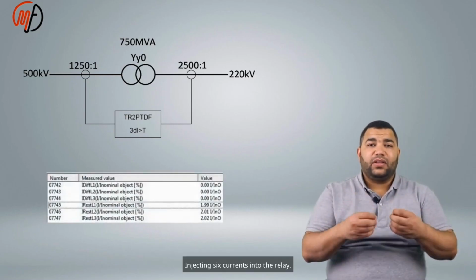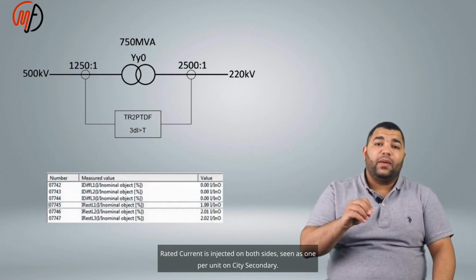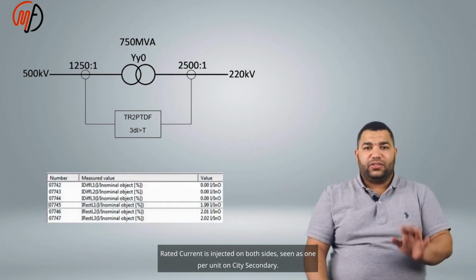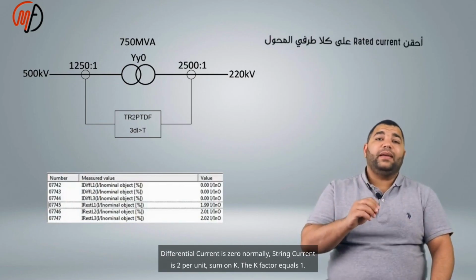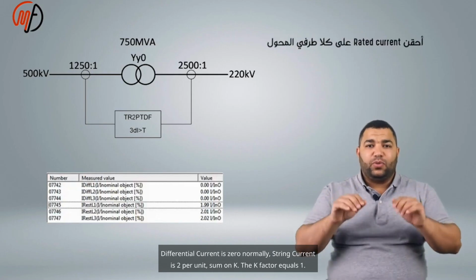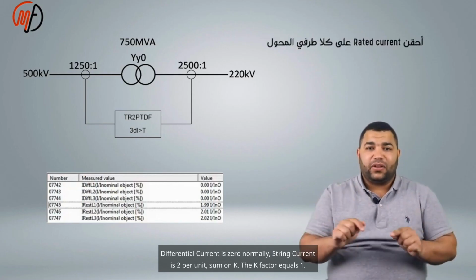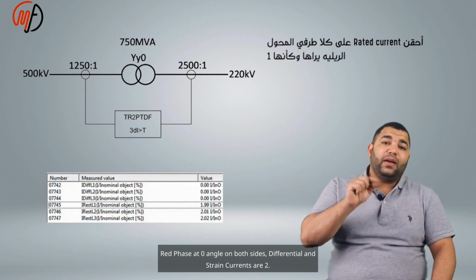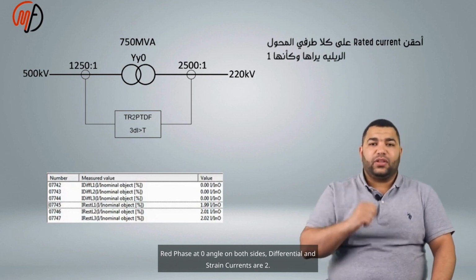Injecting 6 currents into the relay. Rated current is injected on both sides, seen as 1 per unit on the secondary. Differential current is 0 normally. String current is 2 per unit, sum on K. The K factor equals 1. Red phase at 0 angle on both sides. Differential and restraint currents are 2.